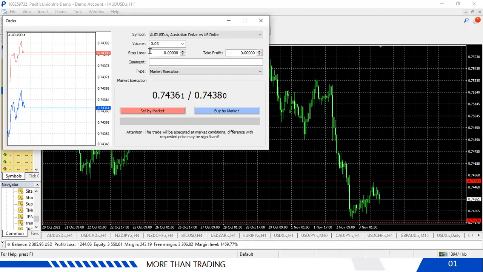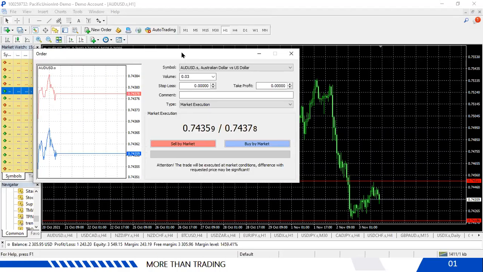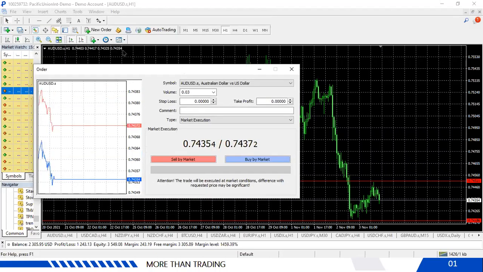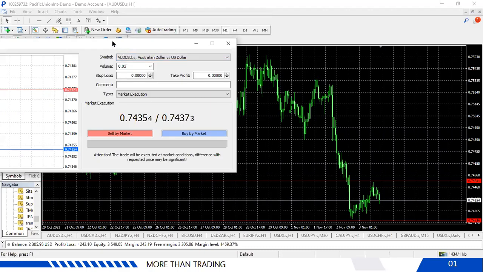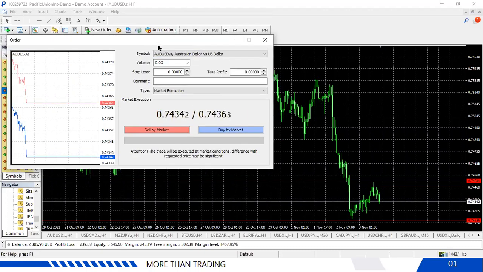I click on new order. Now, what lot size would I use? Okay, I'm trading AUD USD. I check it, it's correct. The currency I'm trading is AUD USD. Now, what lot size will I use? I'm going to use one with a standard lot size, one with a mini lot size and one with a micro lot size. So let me use a standard lot size.